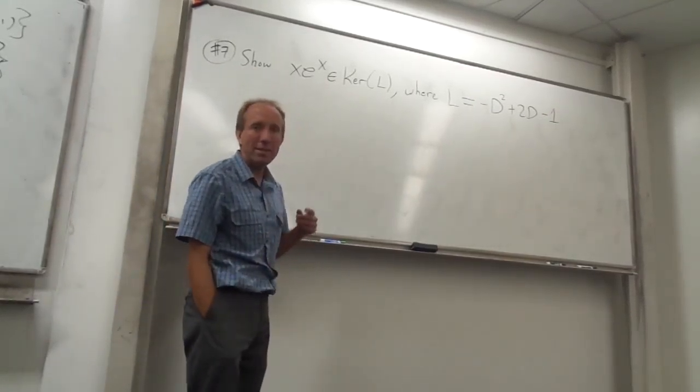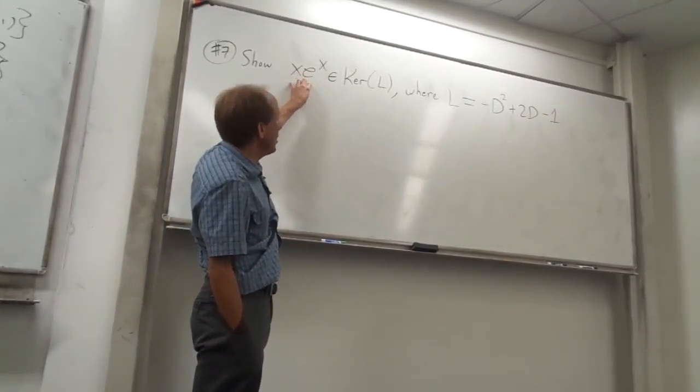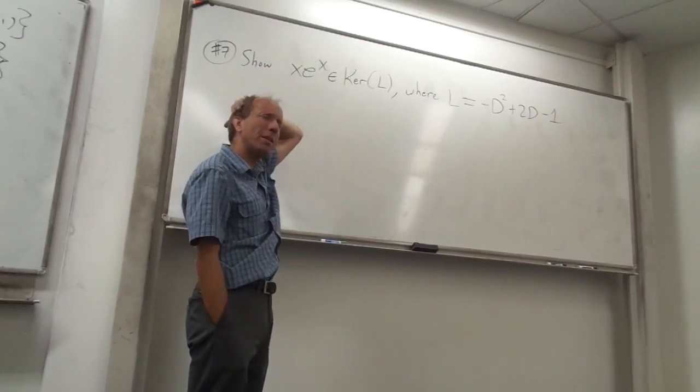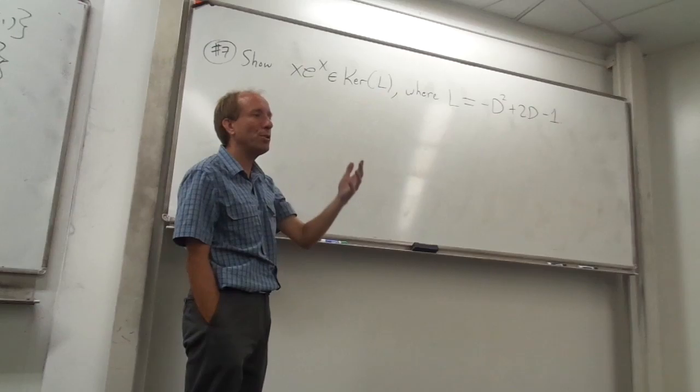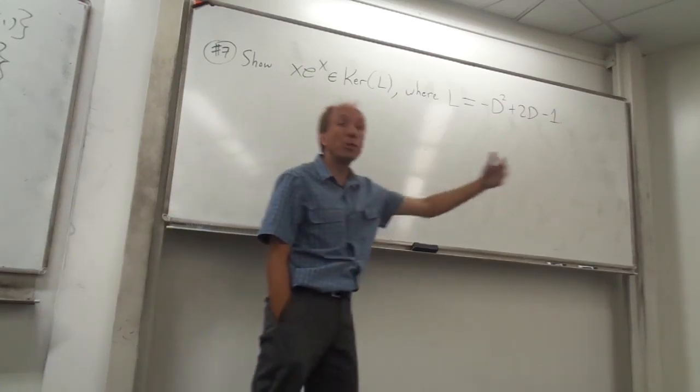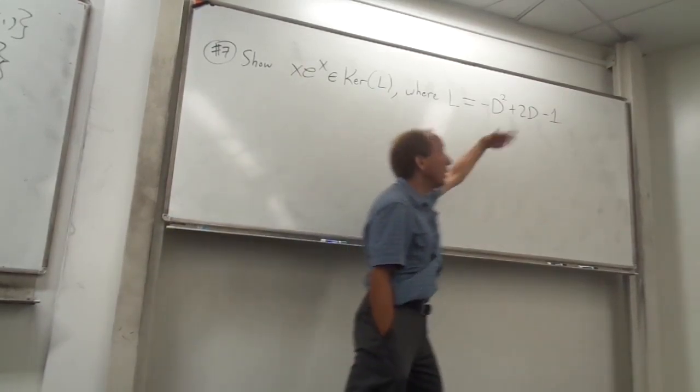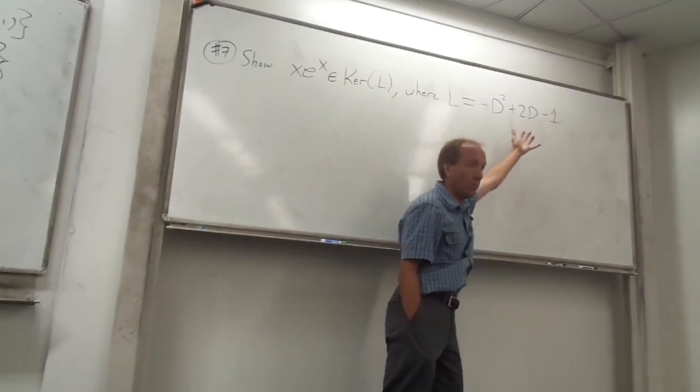How do we check this? This is basically, here's my function. I want to know if it's in the kernel. Remember, what does it mean to be in the kernel again? If you're in the kernel of something, what happens to you? It becomes 0, right? After you apply the transformation to it.